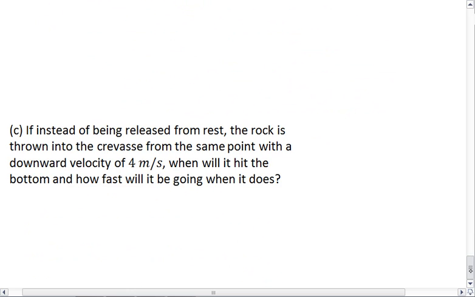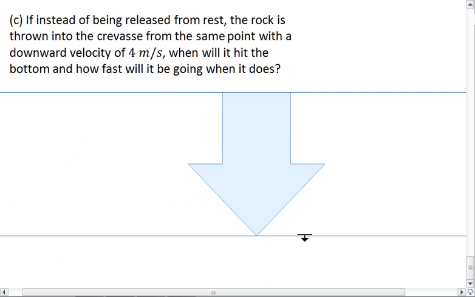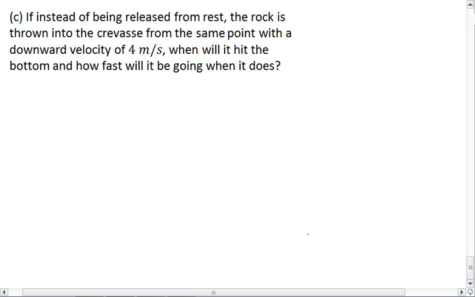This brings us to part C. Part C tells us instead of being released from rest, the rock is thrown into the crevasse from the same point with a downward velocity of 4 meters per second. This downward part matters. When will it hit the bottom and how fast will it be going when it does?